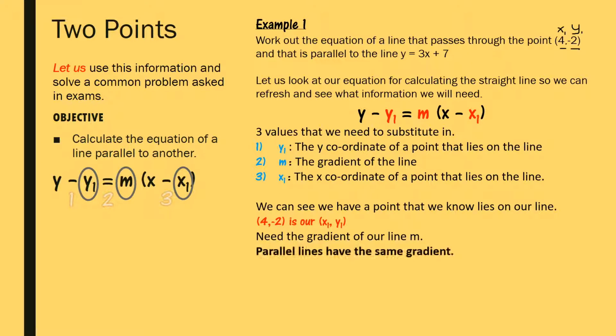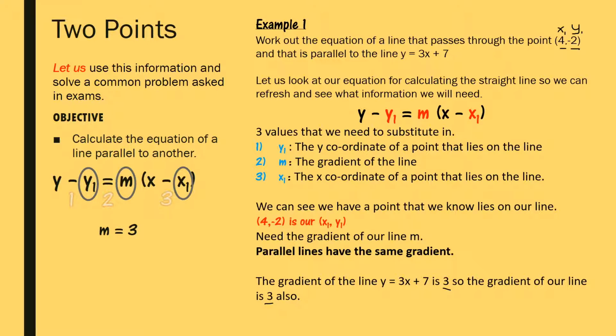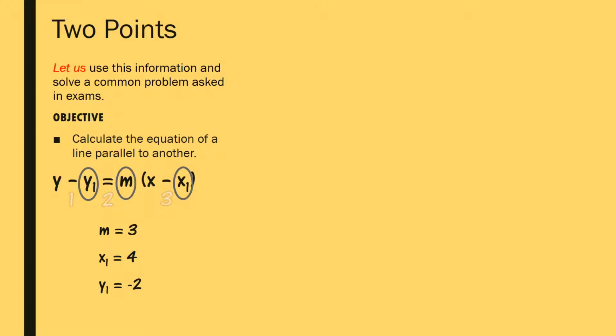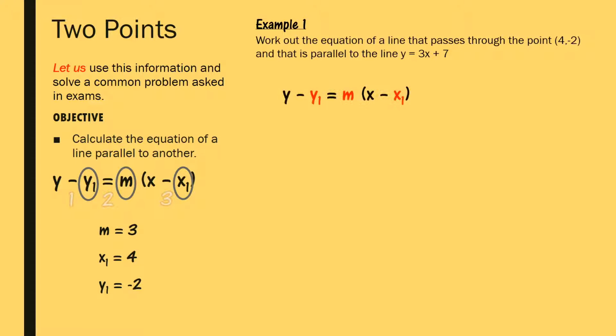And we need the gradient of our line, m. And as I said, the parallel lines have the same gradient based on the experiment we did last time. So the gradient of the line y equals 3x plus 7, the gradient of that line is 3. So the gradient of our line that's parallel to it is also 3. So taking this forward, I'm going to put these values into the equation on the next page. I'm going to take my m as 3, my x1 is 4, and my y1 is -2. So with that in mind, I'm going to plop each of those values into our equation.